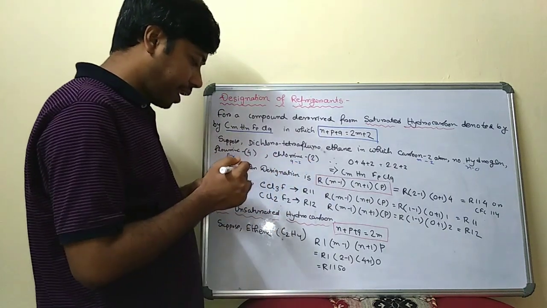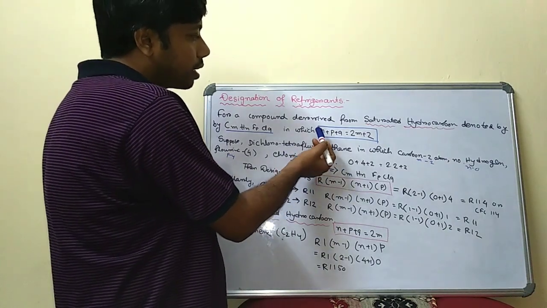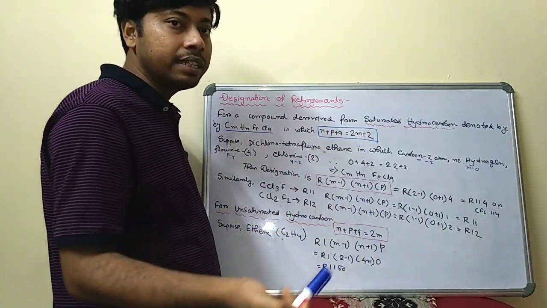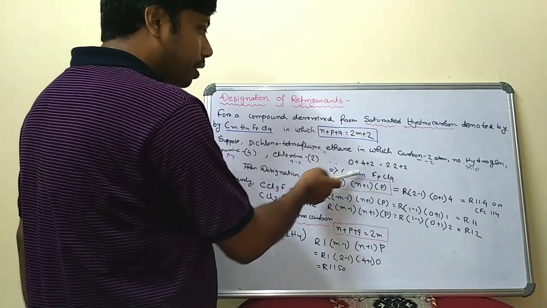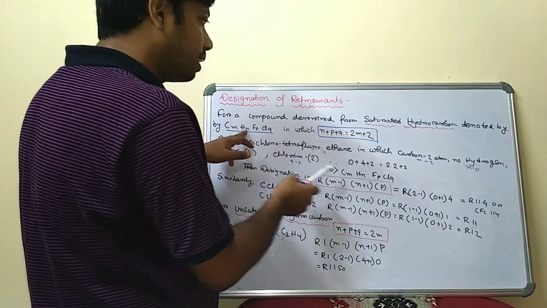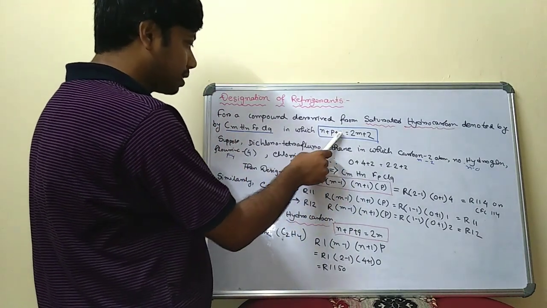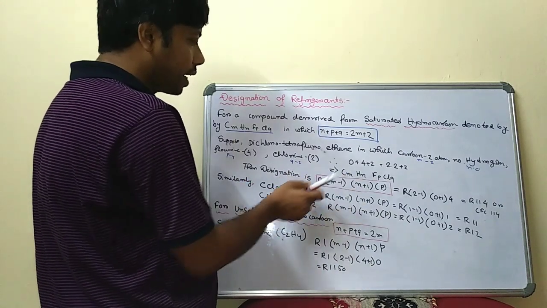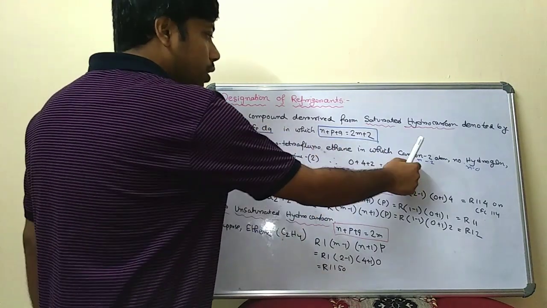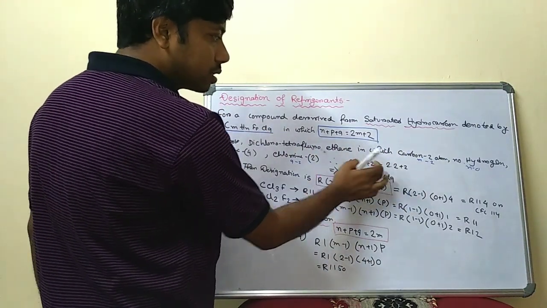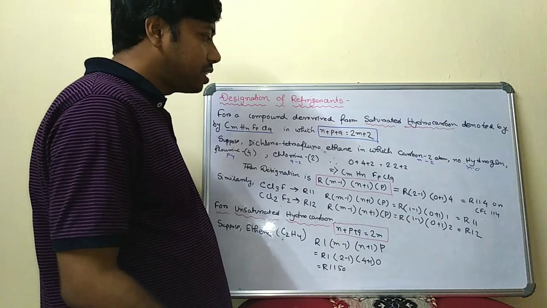Now you can check yourself whether it is a saturated or unsaturated hydrocarbon. If n plus p plus q is equal to 2m plus 2, then you can easily call it a saturated hydrocarbon. Let's check: n is 0, plus p is 4, plus q is 2, equals 6. And 2m plus 2, with m being 2, is 2 times 2 plus 2, which is 6. So it is a saturated hydrocarbon, as it should be.